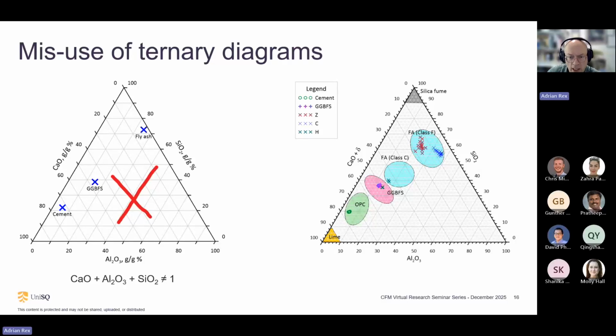So that's just a personal bugbear of mine. When I see these drawings here on the left in papers, people are not thinking about how they're plotting. Okay, so that's the mineralogy.